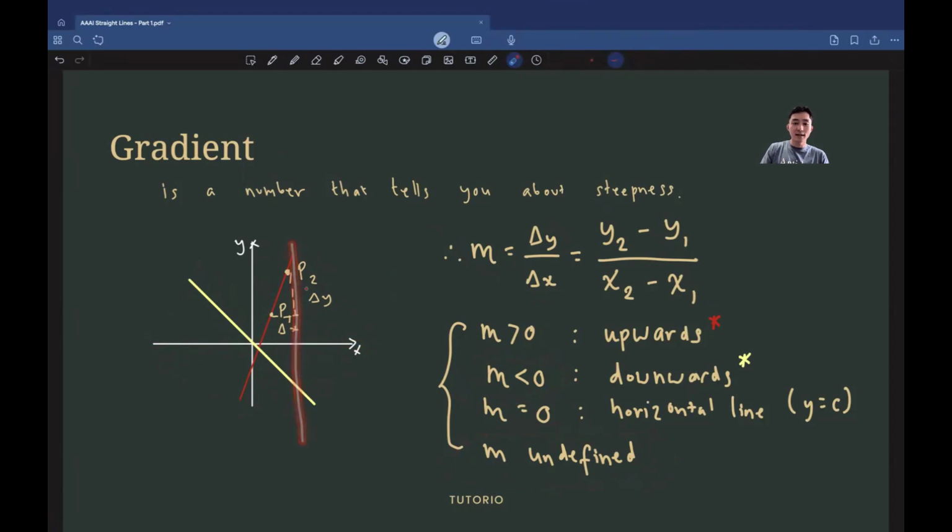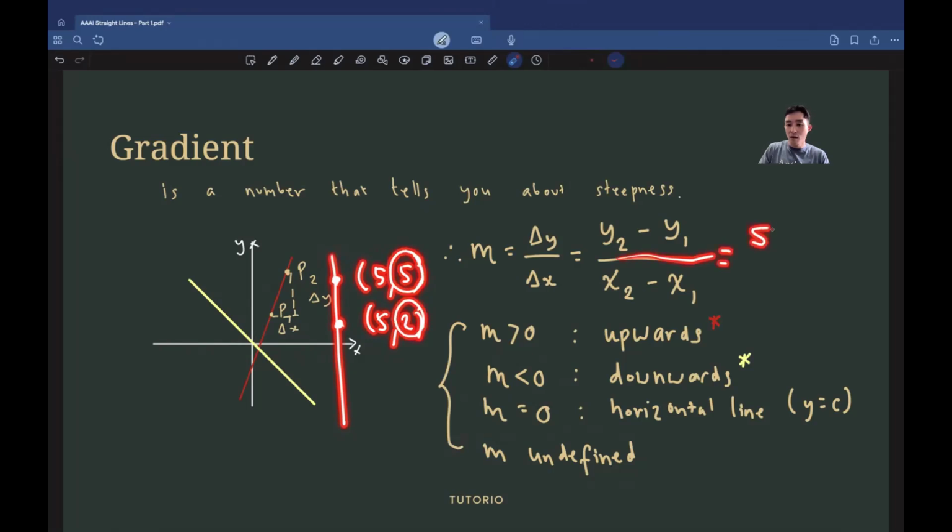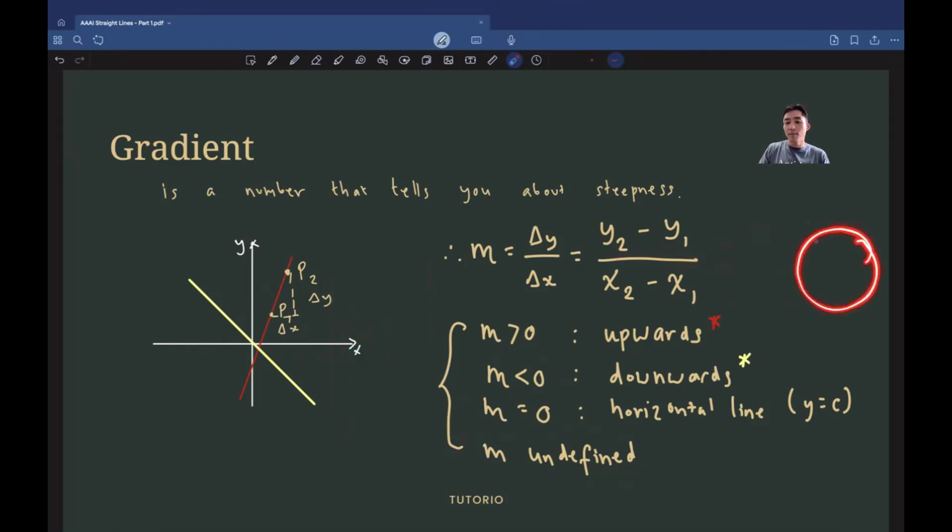Why is it like that? So let's say I have this line here and I take two coordinates. This is (5, 5) and this is (5, 2). You can see that delta y is 5 minus 2, but then the x coordinate is 5 minus 5. And this results in 3 over 0. And any number divided by 0, we call undefined. We are not able to define it. So the gradient is undefined when you have a vertical line.